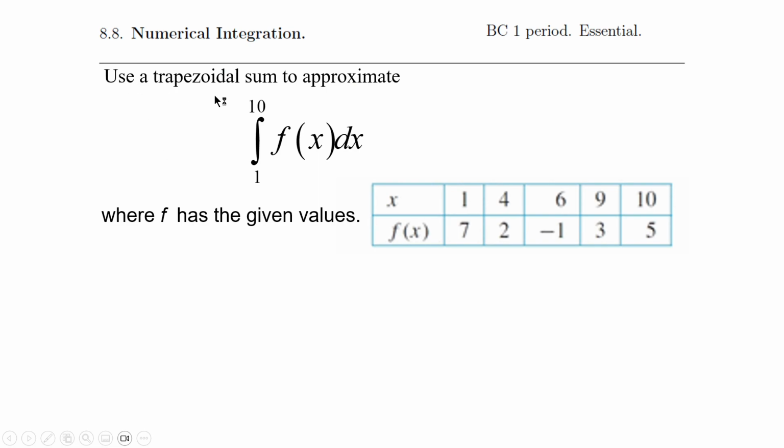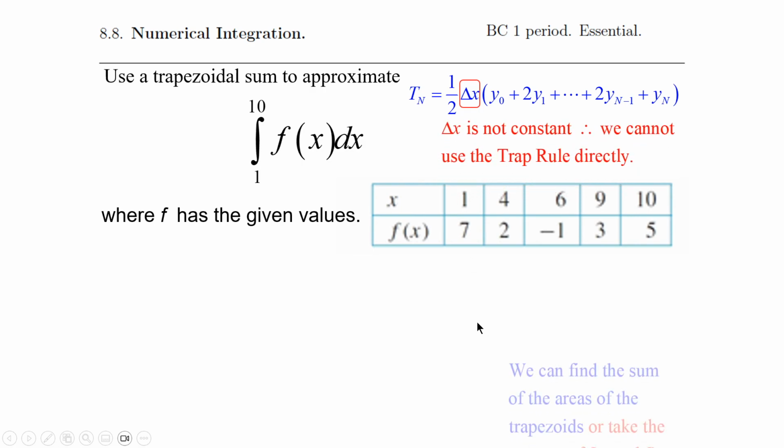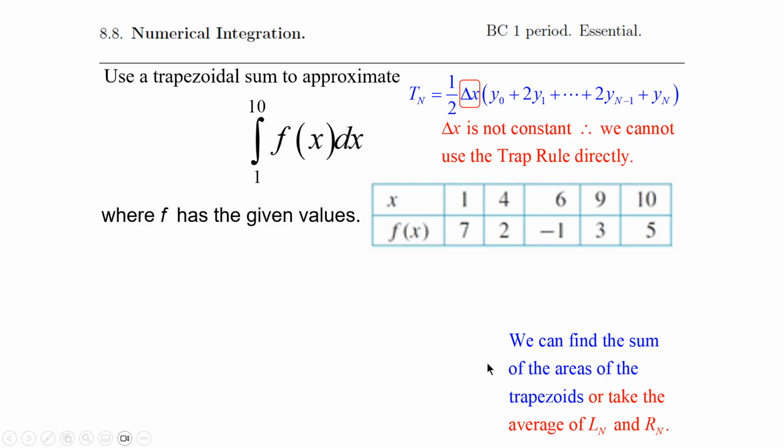So use a trapezoidal sum to approximate the definite integral from 1 to 10 of f of x dx, where f has the given values. And notice here, look at these delta x's. I go 3, then I go 2, then I go 3, then I go 1. I can't use the trap rule. This won't work because I do not have a constant delta x. So we can find the sum of the areas of the trapezoids or take the average of L sub n and R sub n. I kind of like doing the average. It's pretty straightforward. So let's start this off here, okay?